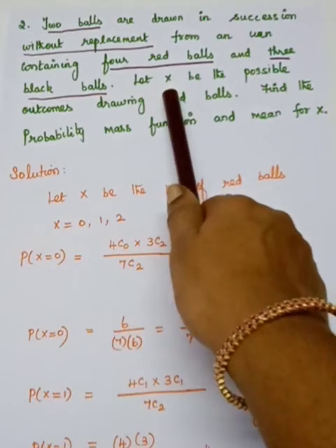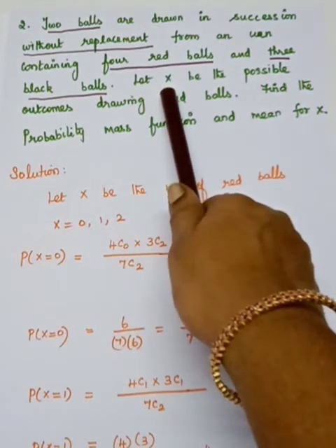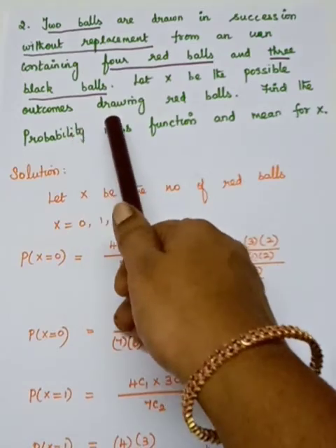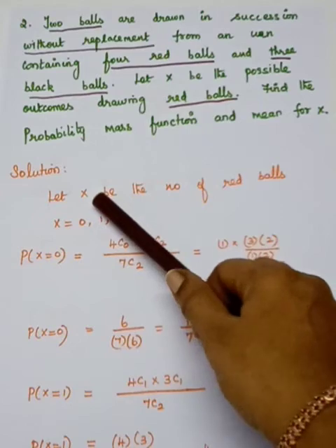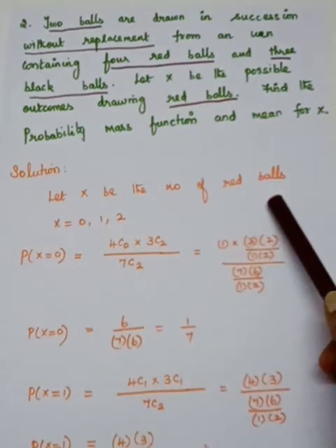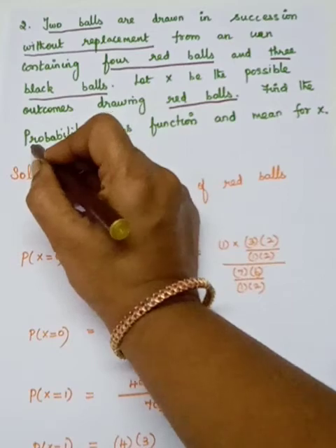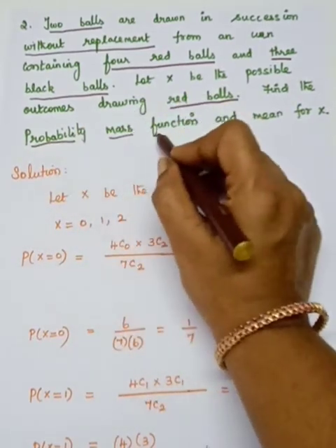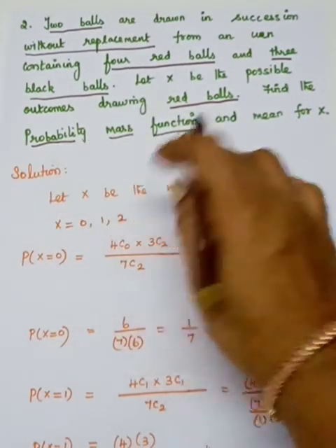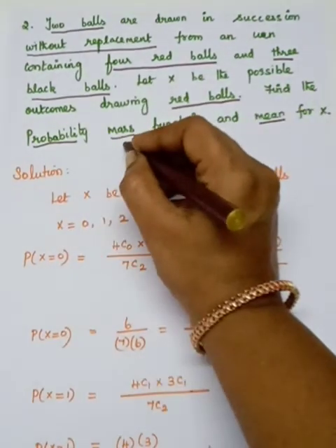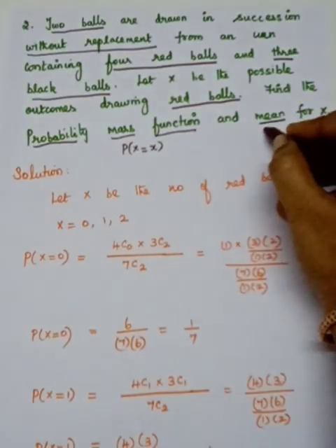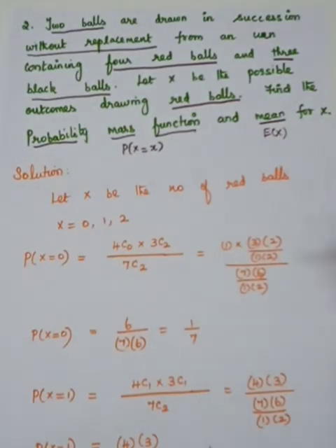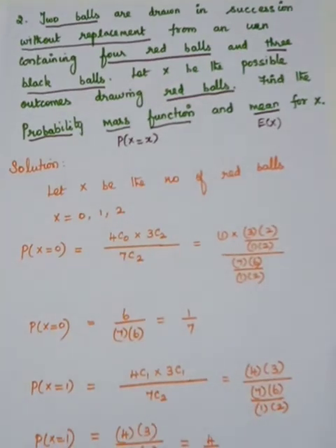Now capital X is denoted, so that is the random variable. Be the possible outcomes of drawing red balls. So what is x? x denotes the number of red balls. What you have to find? The probability mass function, since it is a discrete random variable, and the mean. Probability mass function means you have to find P of X equal to x. If you have that, you can find E of x. So do you understand that? Probability mass function and E of x have to be found.